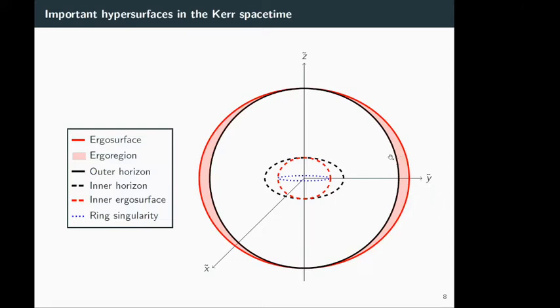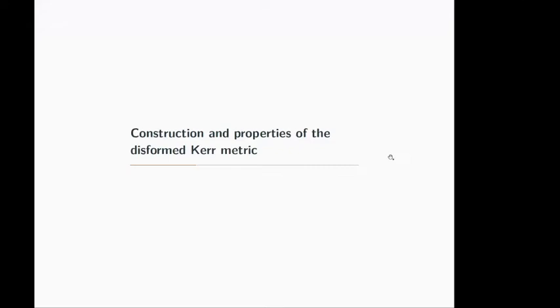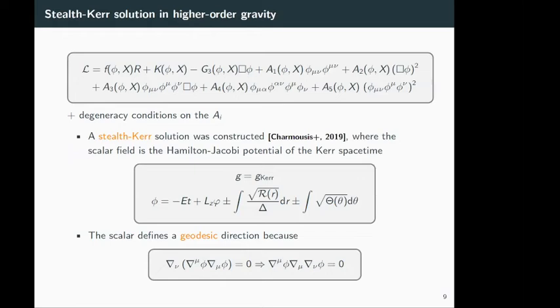So, right. This was just a brief summary of general relativity black holes, and now I'll explain what we did starting from that. I remind you of the basic Lagrangian, just to put into context the theories I'm working with. We start with what's called a stealth solution in modified gravity, which was constructed a few years ago.